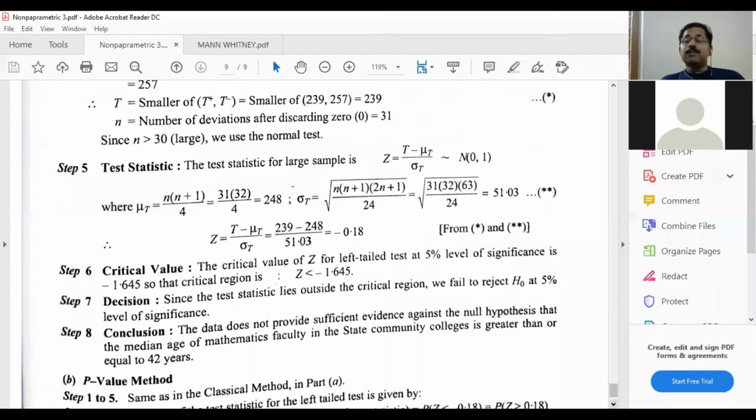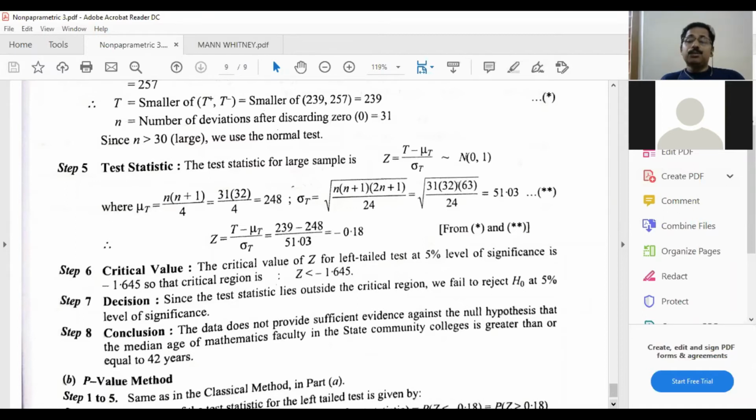You substitute these two values in the formula for Z. Okay, Z is equal to T minus mu T. We have already found T. The value is 239, and you substitute this value here: 239 minus 248 by 51. So compute that value. That value is minus 0.18. So here the value obtained for test statistic is minus 0.18.